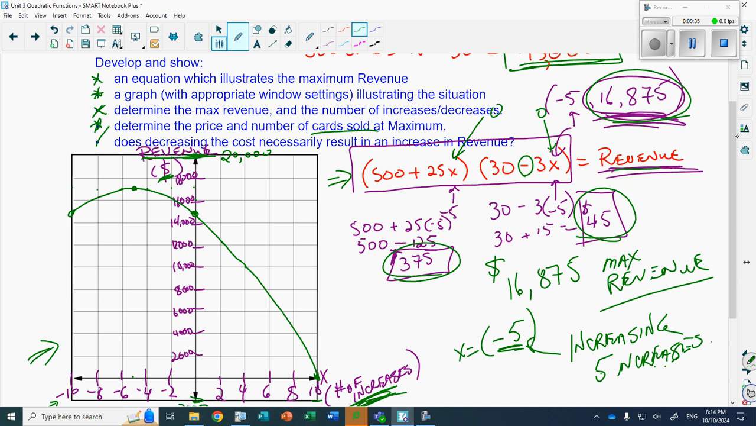So now answer the question. Does decrease in the cost necessarily result in increase of revenue? No, not in this situation. It does not result in an increase in revenue. And actually, if you were to decrease the price down here, look, this is your prices as they are being decreased. You're actually losing revenue, right? Which is kind of interesting. So you're still back at that idea: if you want to raise the price, you hopefully can make more money.